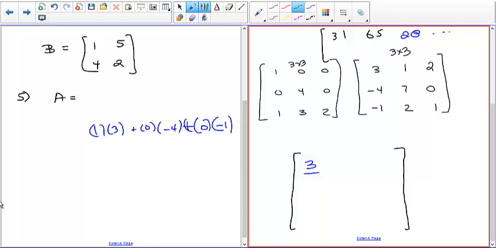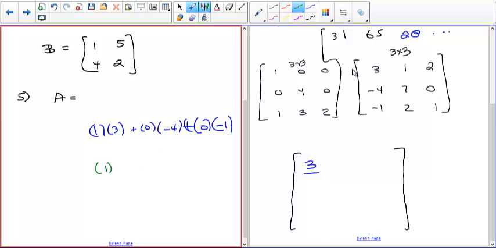Okay, let's do the next one, which is this one. So this is the second column. So this is row 1, column 2. So you take row 1, column 2. It's going to be the same kind of deal. Instead of 1 times 3, you're going to have 1 times 1 plus 0 times 7 plus 0 times 2. So you can see those go to 0, so this ends up being 1.